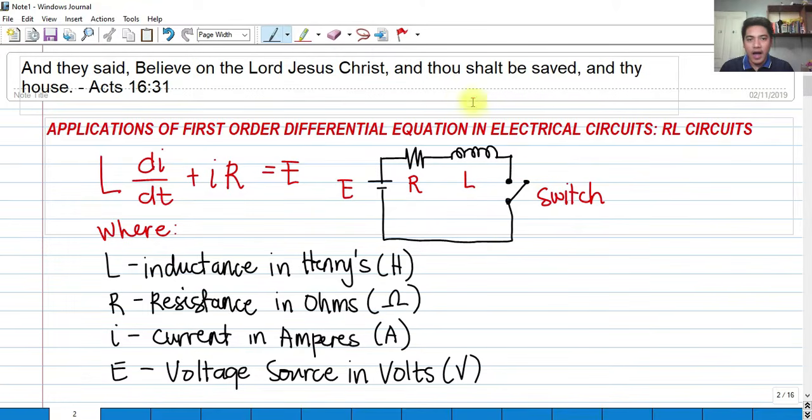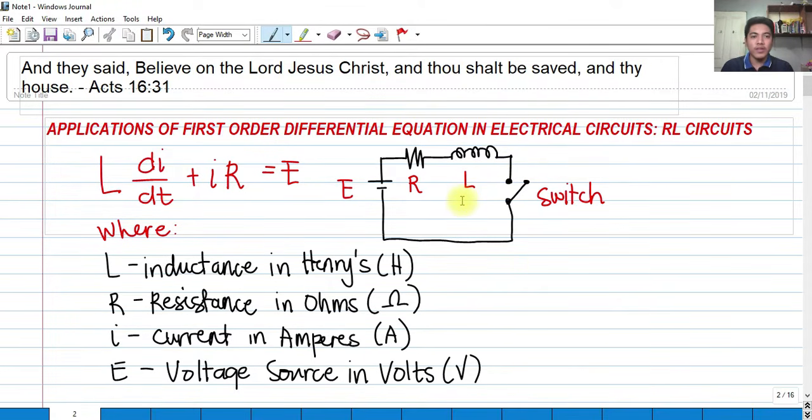Okay, consider this schematic symbols right here, or basic circuit here, wherein we have the voltage source E and the resistor R and the inductor L, and we have a switch here connected in series. Now, if I close the switch here, definitely current will flow, charging this inductor, or in other words, coil, wherein this inductor basically stores energy in the form of magnetic field by current flowing through it.